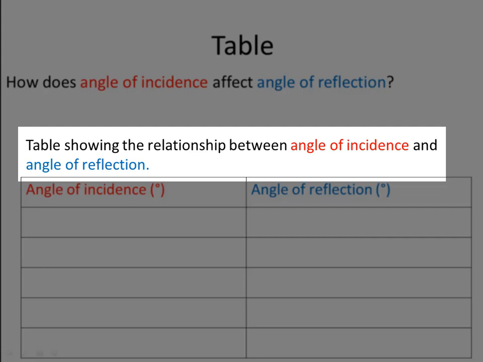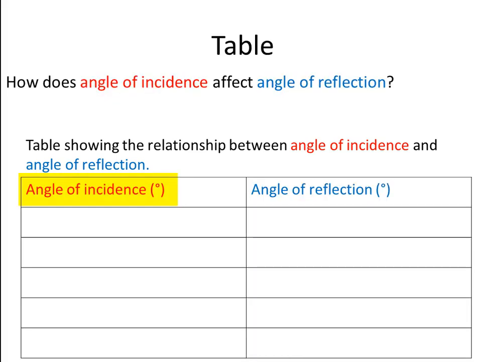Table showing the relationship between angle of incidence and angle of reflection. Angle of incidence is our independent variable. It comes in the first column. Its unit is degrees. Angle of reflection is our dependent variable. It comes in the second column and its unit is also degrees. Now we need to decide on some angles of incidence that we're going to use. We can really use whatever we like. How about these numbers? 10, 20, 30, 40, 50. And we could even have more.